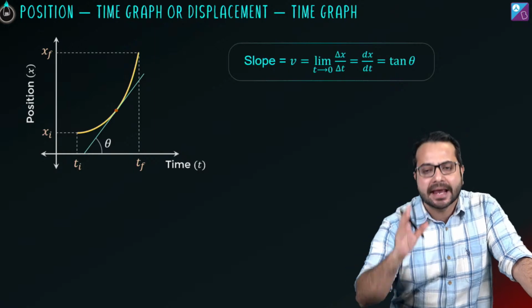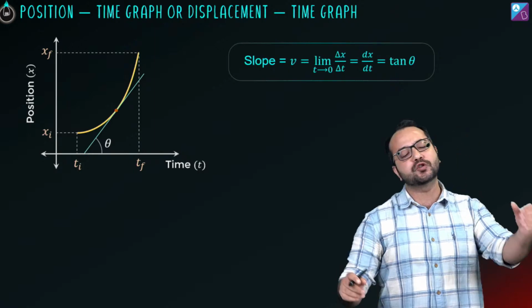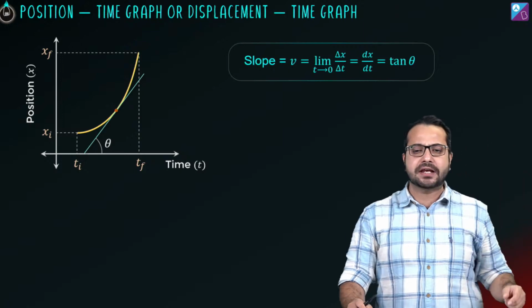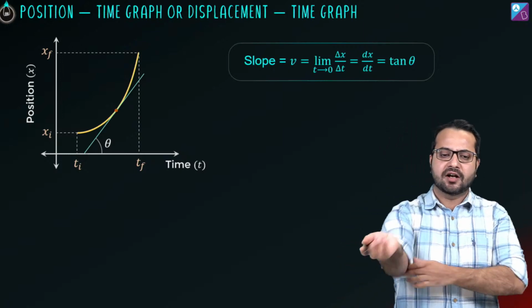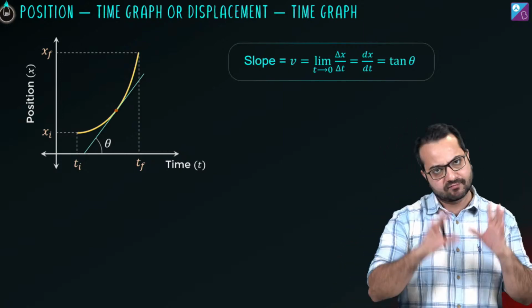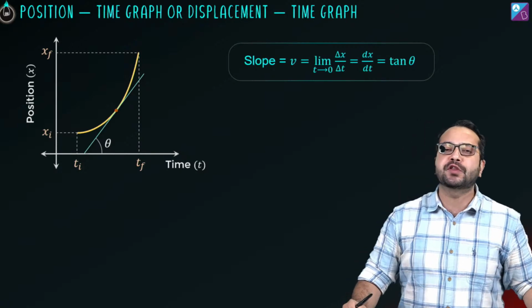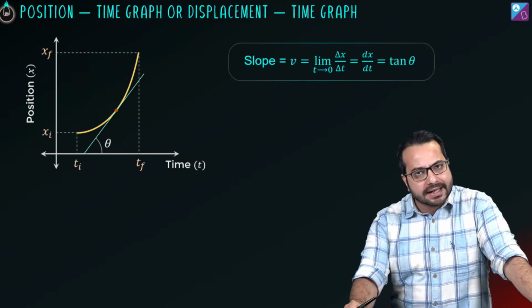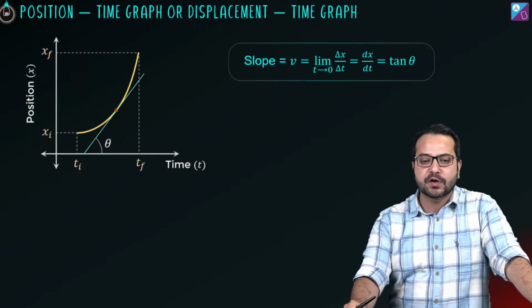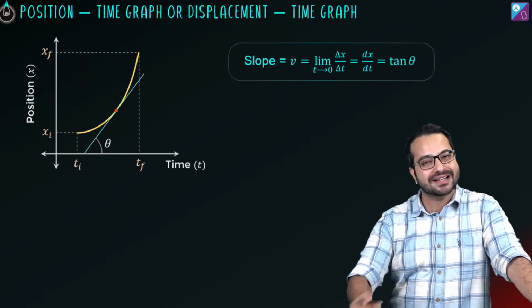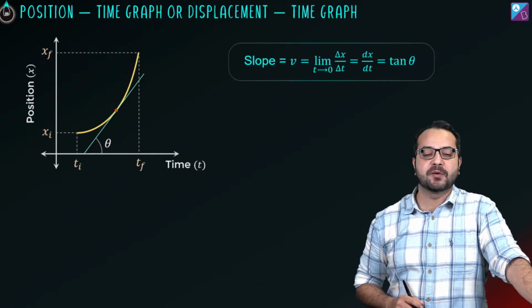Is there anything else that we can figure out from the position time graph? Brainstorm, think. A graph is worth 1,000 words, right? So there are a lot of things that we can extract from a graph. I want you to think and tell me, what else can we deduce from the position time graph? There's still many things that we can deduce from a position time graph.